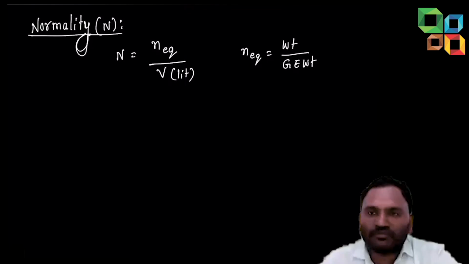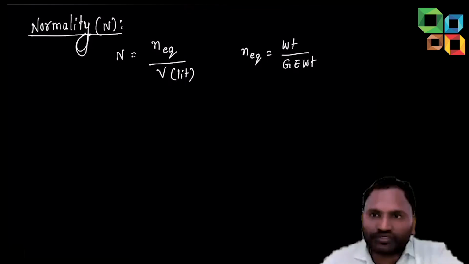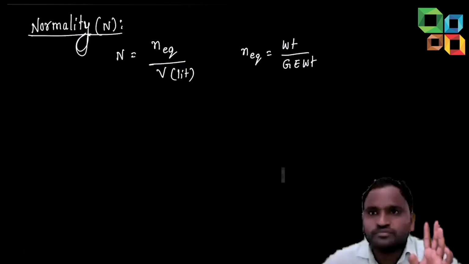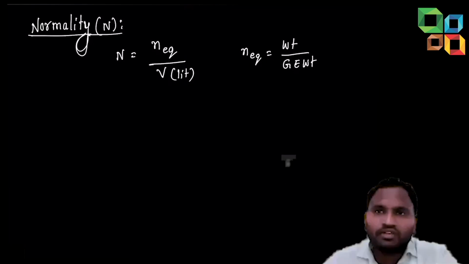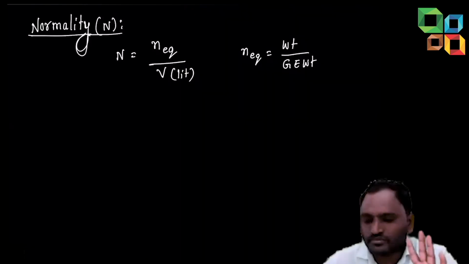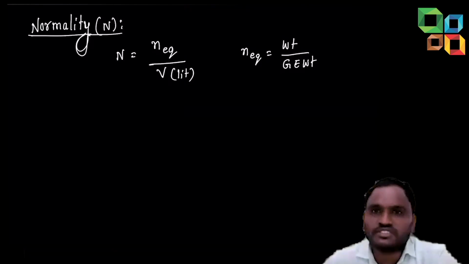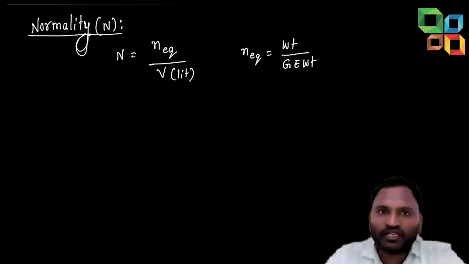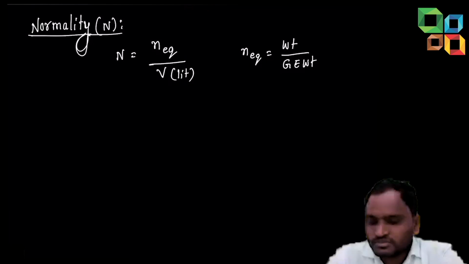What is the difference between molecular weight and equivalent weight? Molecular weight we can directly find out from the formula. But to find out gram equivalent weight, you have to know both the molecular weight and the valency. If you read the name properly, you will get the answer. It is related to the valency. So it depends on valency.